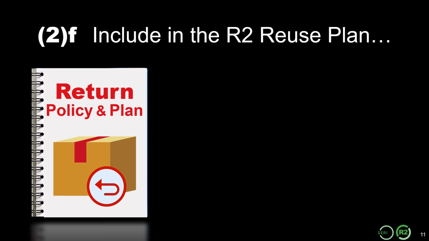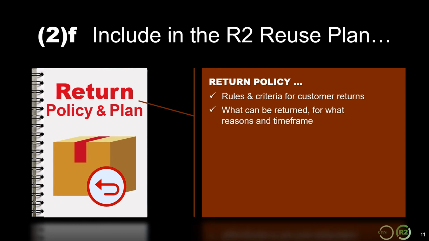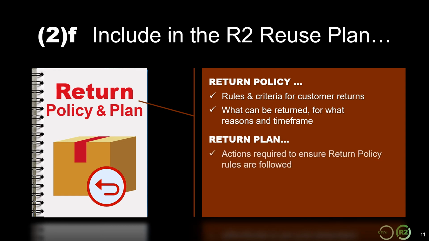The final portion of the R2 reuse plan is the documentation of a product return policy and plan. The product return policy is intended to establish the rules and criteria for how customers return products. The policy should outline what items can be returned, for what reasons, and the time frame in which returns are accepted. The product return plan details the actions to ensure the product return policy's rules are followed when handling returns.